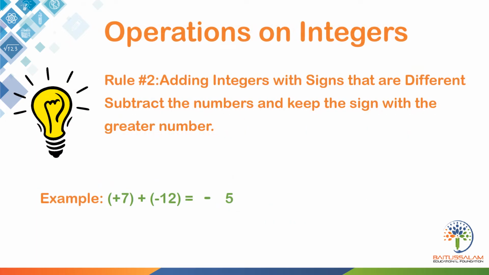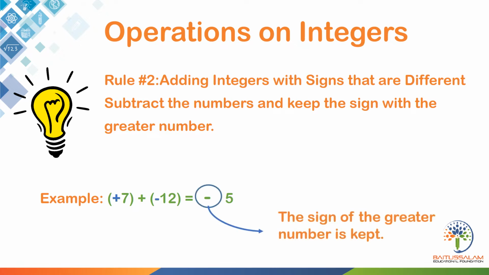Rule number 2. Adding integers with signs that are different. When adding integers with the signs that are different, we will have to subtract the numbers and keep the sign of the greater number. In the above example, the digit 7 has a positive sign on it while the digit 12 has a negative sign on it. As a result, the sign of the greater number is kept as shown above.